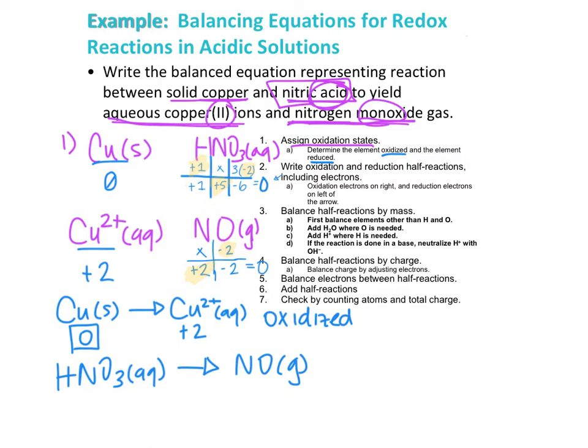So nitrogen here went from +5 to +2. It's going from more positive, a higher oxidation number, to a lower oxidation number. That means it got reduced. So we have our half reactions. We know which one got oxidized and which element got reduced.